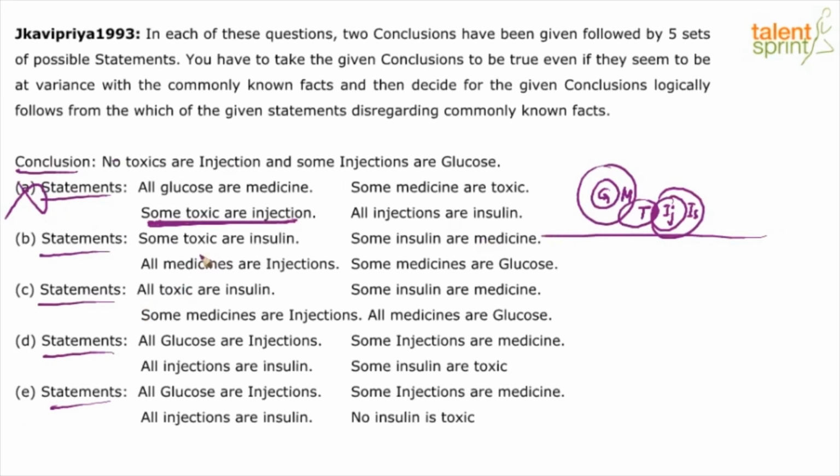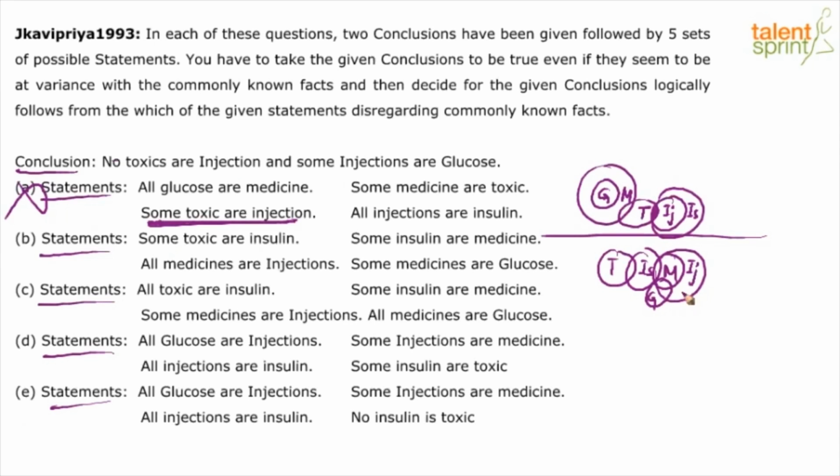What happens? Some toxics are insulin. Some insulin are medicine. All medicines are injections. And some medicines are glucose, let's say. Okay. Now, no toxics are injection. Is it true? Well, if you look at the basic diagram, yes, no toxics are injections is true.